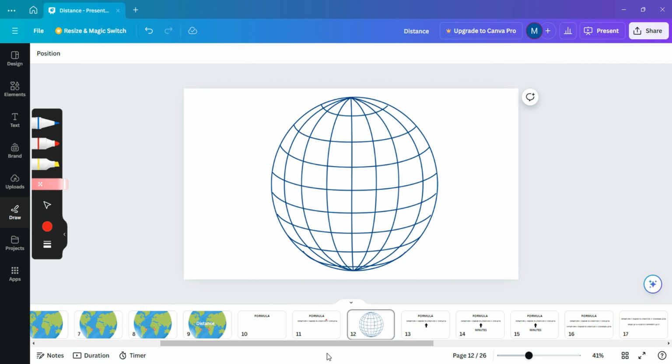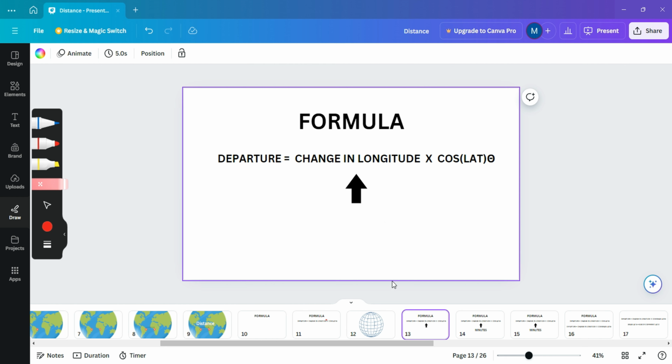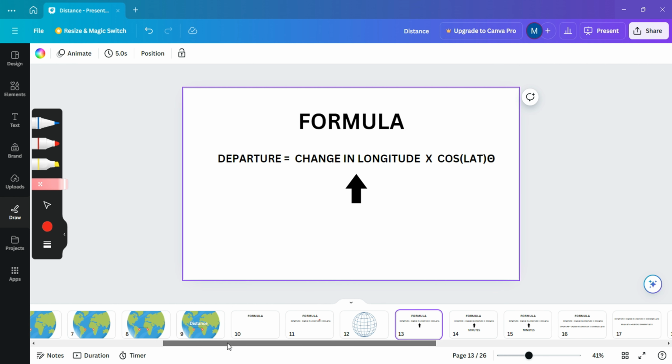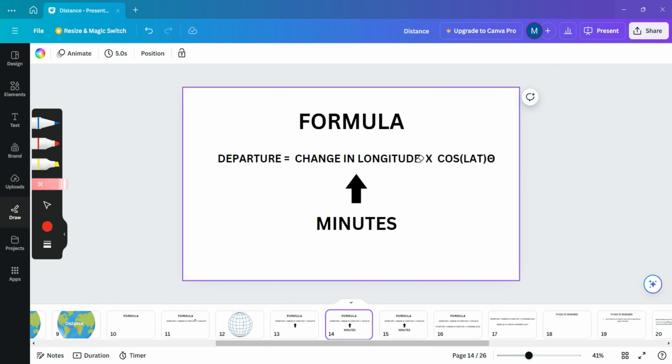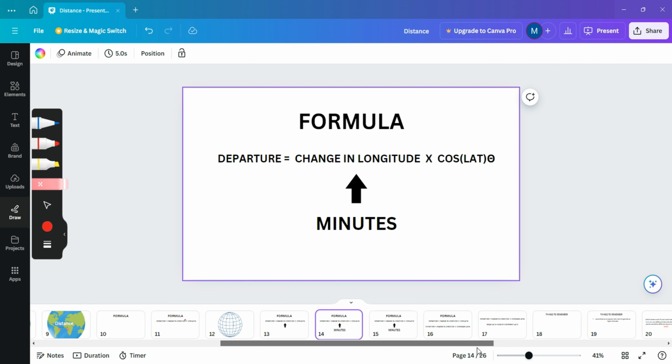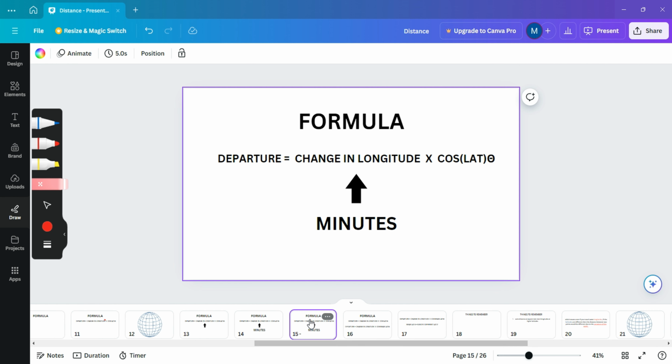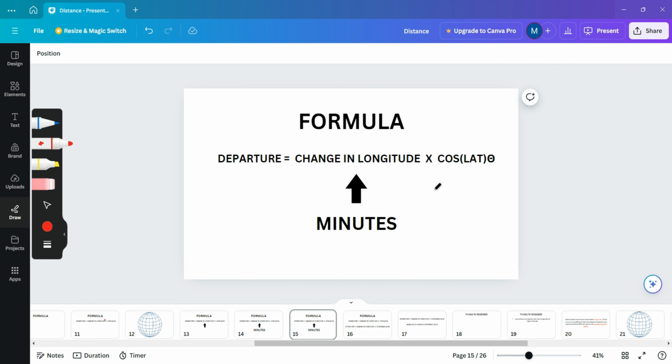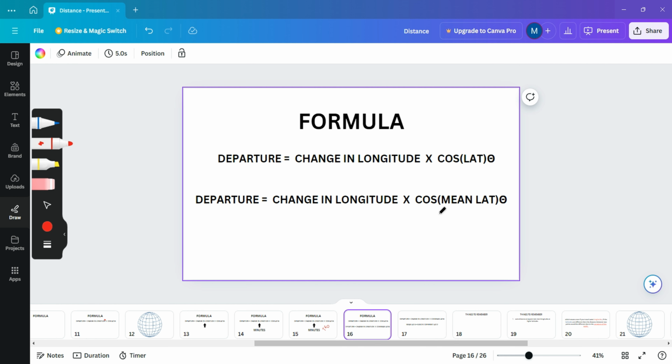Getting back to the topic, the formula for departure is change in longitude into cos lat theta. Now, as I've denoted already, change in longitude should be in minutes. If not, then you have to multiply it by 60 for the conversion.